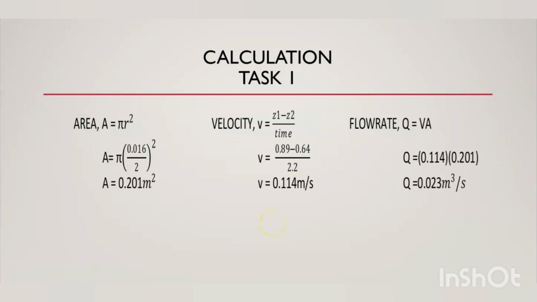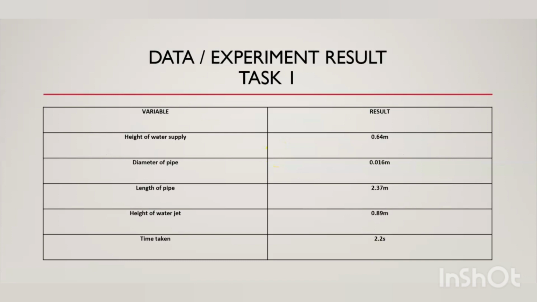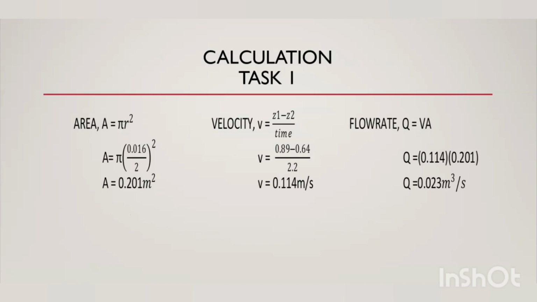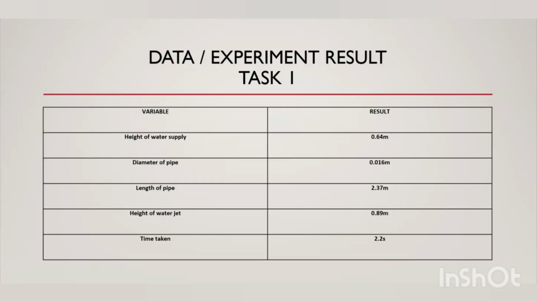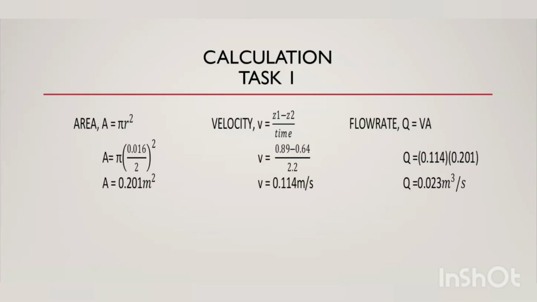Proceed to the velocity. V equals Z1 minus Z2. Z1 is 0.89, which is the height of the water jet, and Z2 is 0.64, which is the height of water supply. 0.89 minus 0.64, divided by 2.2 seconds, which is the time taken, and the velocity we got is 0.114 meter per second.